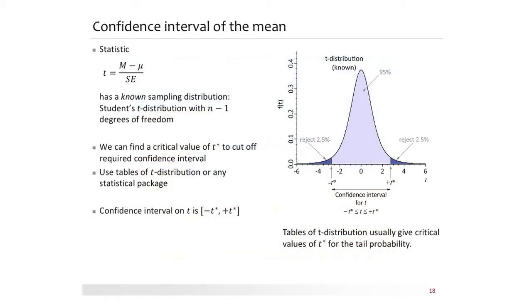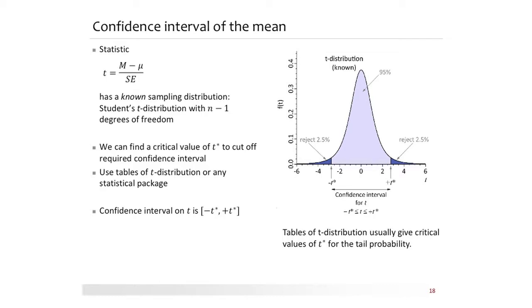Okay, let's go back to our t-statistics. As I said, if you do this calculation, this transformation, this t-statistic has a known sampling distribution, which is a Student's distribution with n-1 degrees of freedom. This is the analytical form of a Student's distribution. And using tables of the t-distribution or using statistical packages, you can calculate these probabilities. Specifically, for a given probability like 95%, or this tail probability of 2.5%, you can find the so-called critical value. Usually it's denoted as t star. I'm sure you have seen it before. If you wondered what it was, well, that is it.